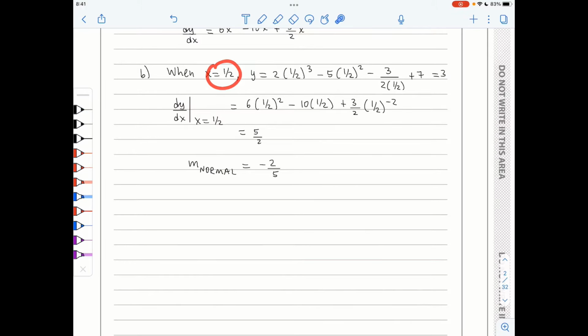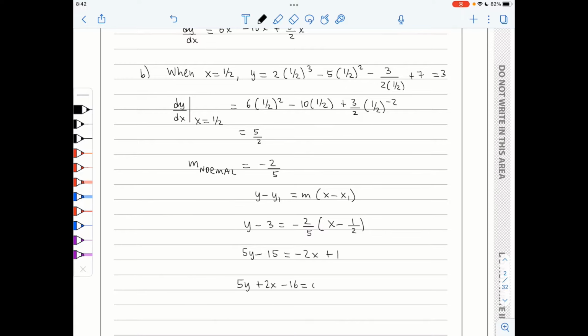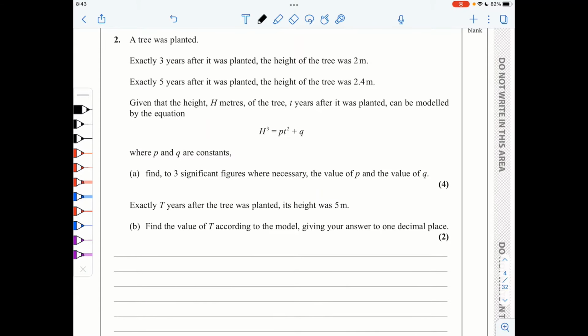So I now have the point x, the y, and the gradient of the line, so I'll be using y minus y1 is m times x minus x1, so y minus 3 is minus 2 over 5 brackets x minus a half. I could actually start off by cross multiplying by 5, so that's going to be 5y minus 15 is equal to minus 2x plus 1, and therefore 5y plus 2x minus 16 is 0, which is the answer in the required form.